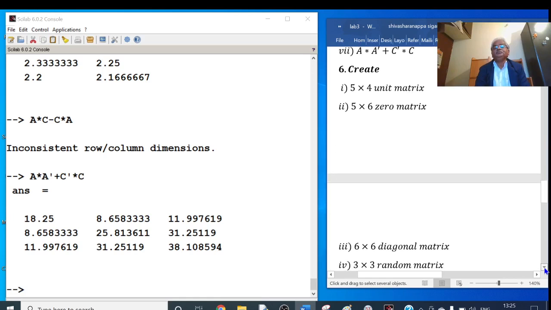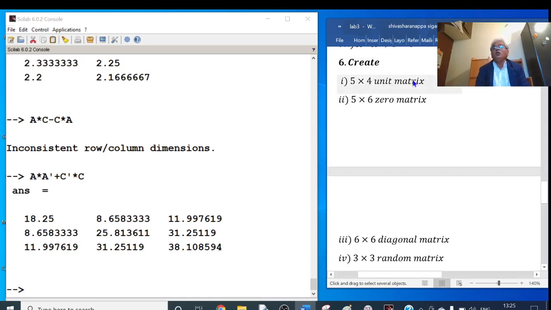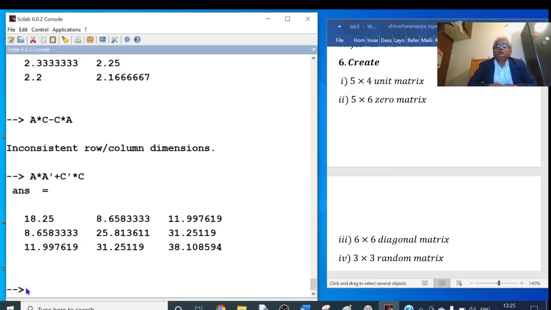Create a 5 by 4 unit matrix. In Scilab, there is a command to find the unit matrix. Unit matrix and identity matrix are different. Here, a unit matrix means a matrix consisting of all elements equal to 1. The identity matrix is our usual identity matrix. So to create a 5 by 4 unit matrix, I will put ones, open bracket 5 comma 4, bracket close.